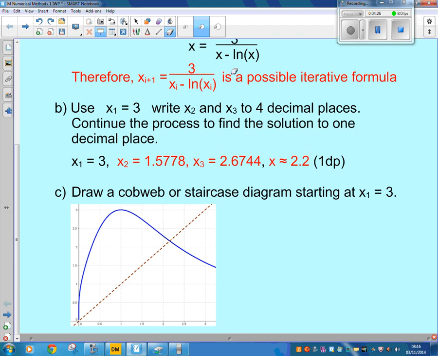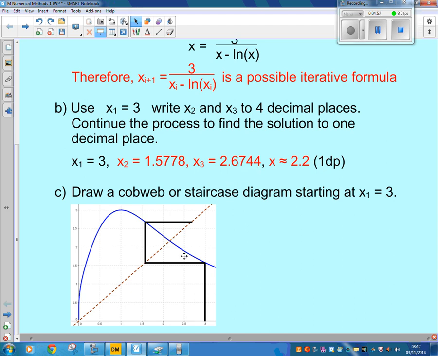So I need to be on the arrow for this. If I click on there, I go from the 3 up to here, then I go across to there, and notice that is about 1.5 something. It started at 3, it's come to 1.5778. Then the next one again up to the curve, and then across again. I can get it in the right place, and notice above between 2.5 and 3, that's that value there.